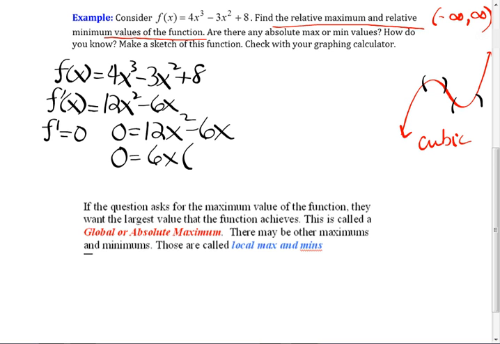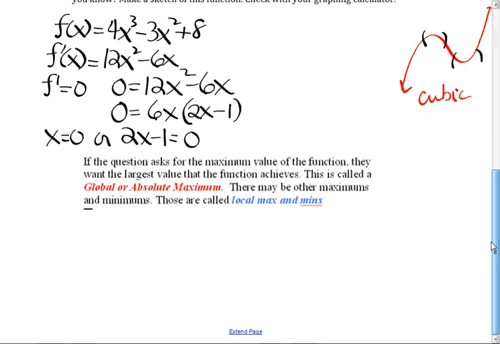And then this is what? Just x minus 1? Or 2x minus 1? Okay, see what I'm talking about? So easy to lose that 2. So check. It's easy to check. Just multiply that back out. Do I get 12x squared? Sure I do. So either x equals 0 or 2x minus 1 equals 0. So I have two critical points. So x equals 0 or x equals what? 1/2.